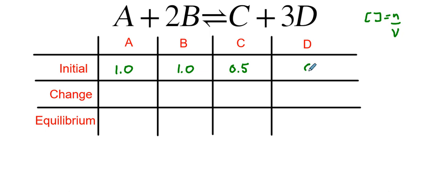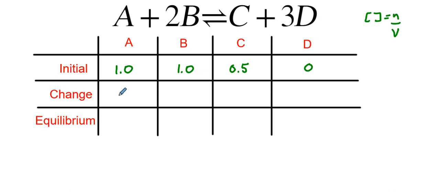There was no information about D, so we're going to assume that originally in the vessel there was none of substance D. For the change, I like to assume that we're going to shift towards the products. That might not always be true, and it might give us a negative answer that we have to then work with, which is fine. Here we know we can't shift to the left because we have none of substance D. So what we do is we say, okay, A and B are going to lose some chemical, and C and D are going to gain. And this is always based on the stoichiometry.